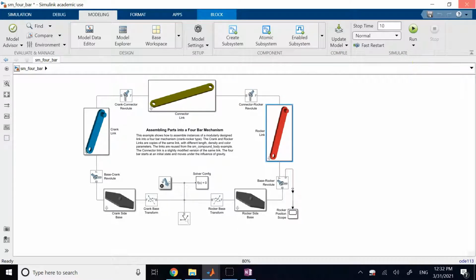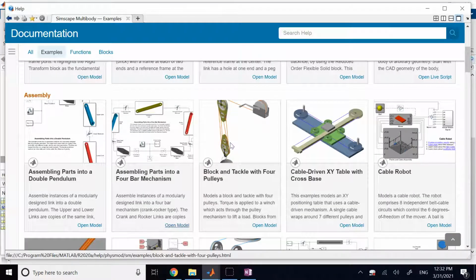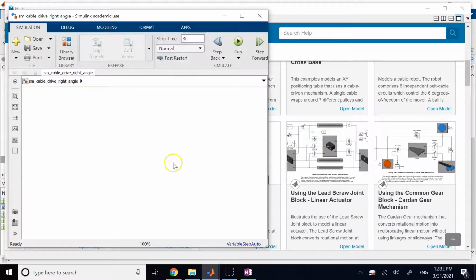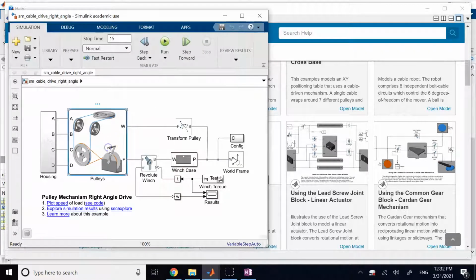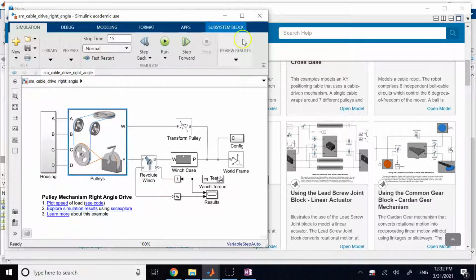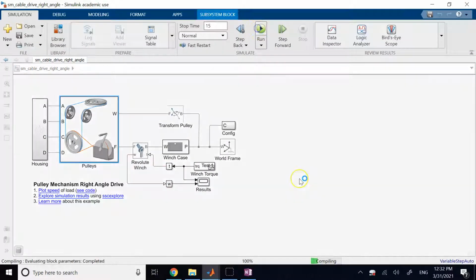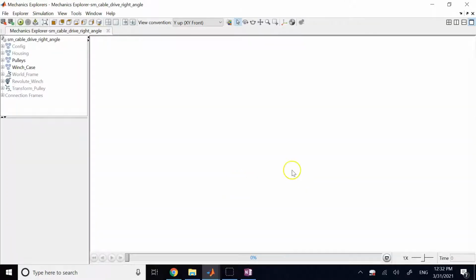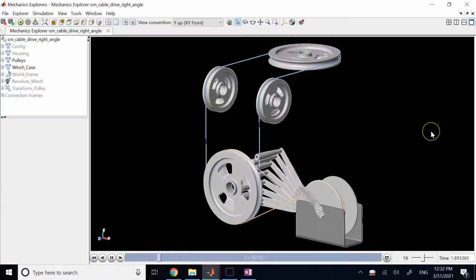So this is a 4-bar linkage. And if you want more, again, I told you, you can look at this pulley mechanism, right? Just go to Open Model, and you can see, again, different subsystems here with lots of blocks, lots of good pictures that were added, and you can simulate this. You can see the results. You can animate the system, and look.